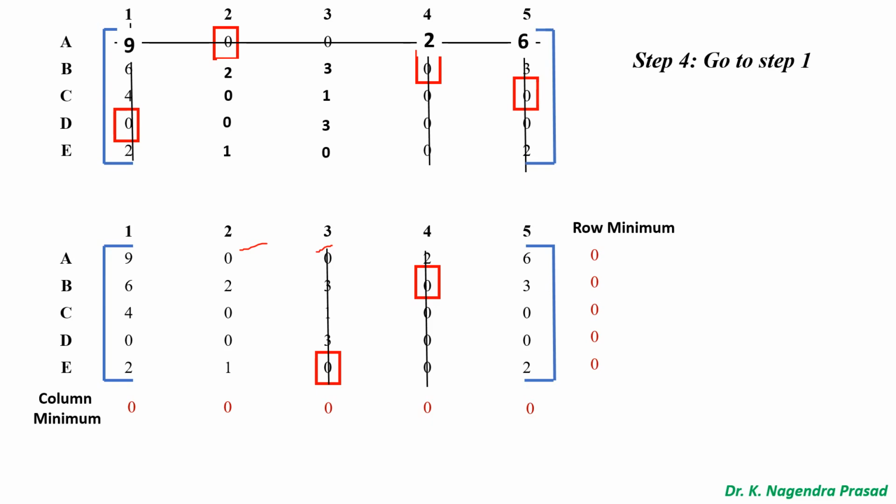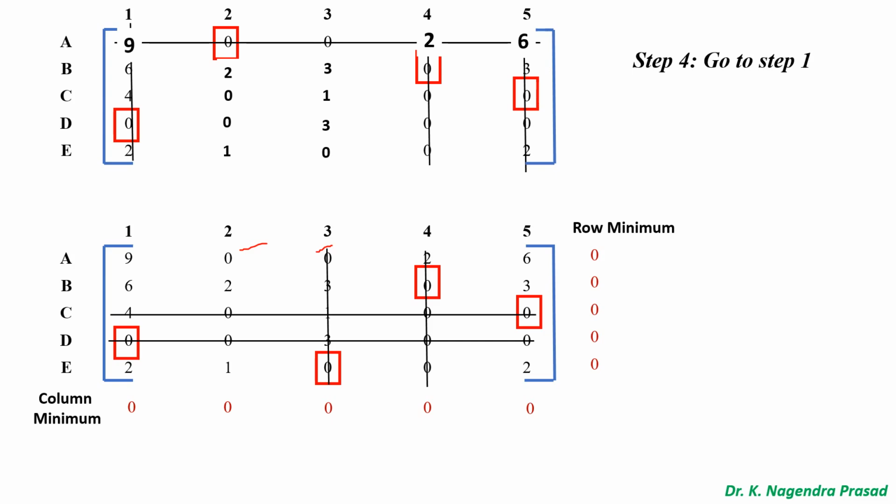Then we go for the column scanning. For the column scanning, first we start with the first column. In the first column we have exactly one 0. Then I put a square mark and draw a horizontal line. Next, in the second column we have more than one 0, so I skip the second column. The third column is already removed, and the fourth column also. In the fifth column we have exactly one 0. Then put a square mark and draw a horizontal line.